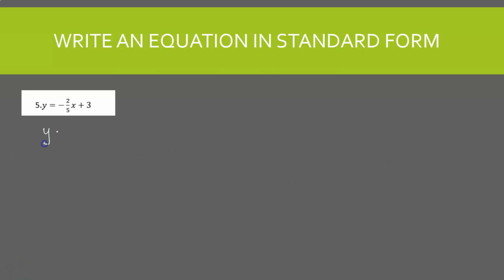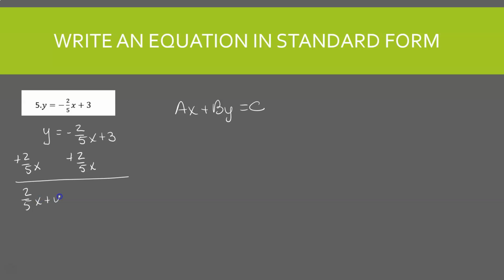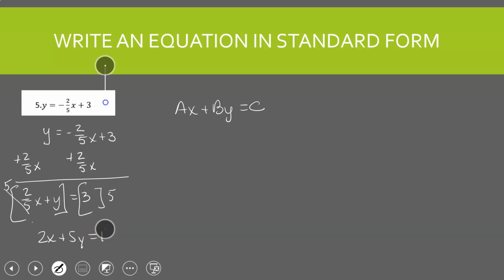So we have y equals negative 2/5 x plus 3. We're headed here with no fractions or no negative leading coefficient. So I'm going to add 2/5 x. So I have 2/5 x plus y equals 3. I'm going to multiply by 5. So then I have 2x plus 5y equals 15.